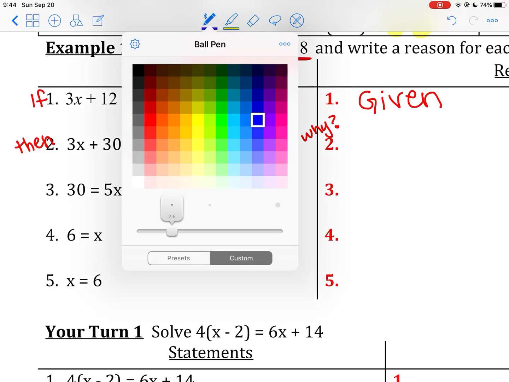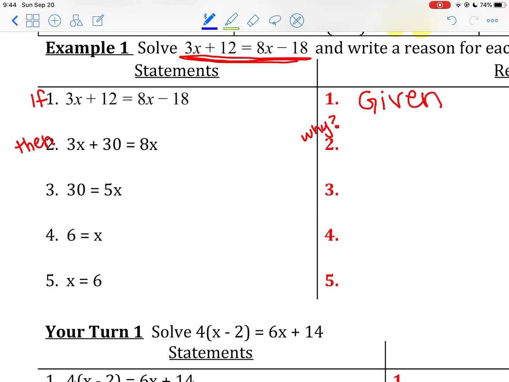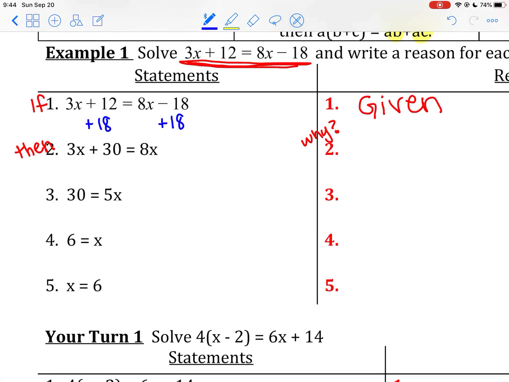So the work doesn't really show up in a two-column proof, but it's happening in the background. So we have to figure out what's happening between each step. If I look from my if statement to my then statement, what I see happened was that we added 18 to both sides. So even though that's not a statement in my proof, that's telling me why I got to where I was going.